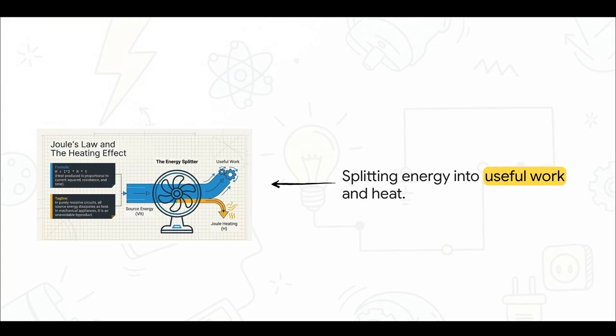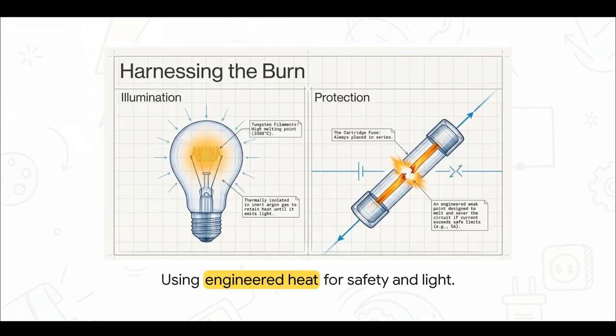This concept acts like a massive energy splitter. Think back to that mechanical fan. Your fan takes the source energy and divides it right into two streams. The first stream is the useful work, spinning the blades to actually cool you down. But the second stream is the unavoidable waste of Joule heating. That's exactly why the motor at the back of your fan feels warm to the touch after it's been running for an hour.